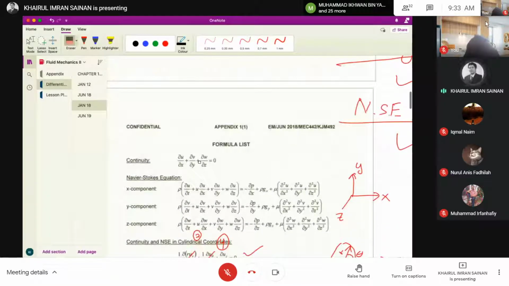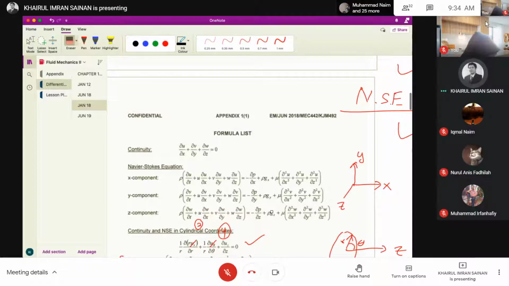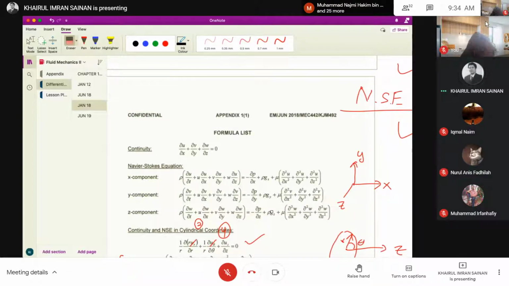Okay. The appendix is given. Right? Appendices is given. So this is the continuity equation for cylindrical coordinates. VR is 0, right? V theta is also 0. So number 2 and number 4, we cancel out those ones. So we are left with del Vz over del Z equals 0. So that's how we solve for the continuity equation.